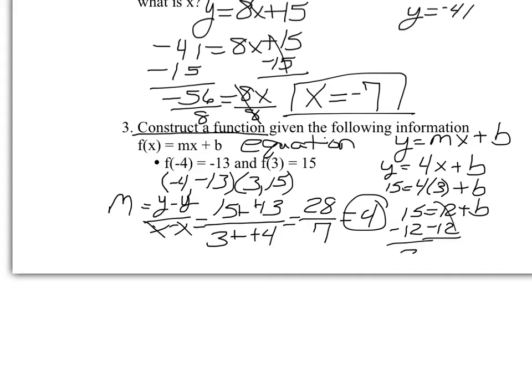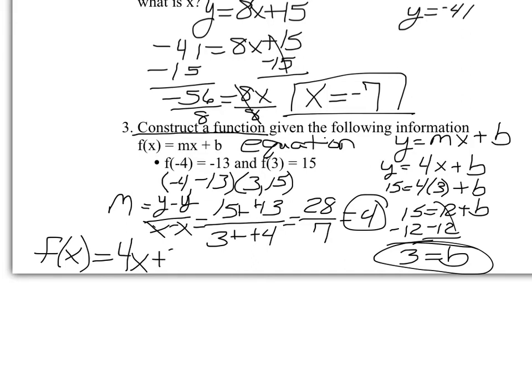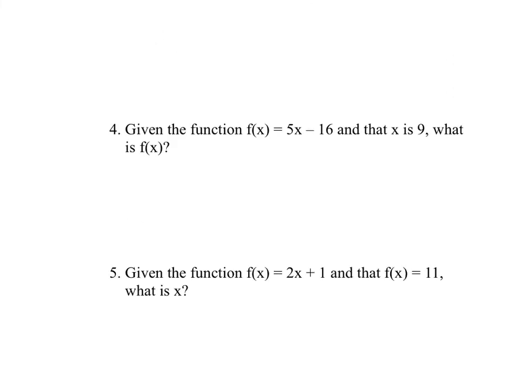And I get 3 equaling b. So now I have m, now I have b. Final answer has to have that f of x instead of the y. So f of x equals my slope, which is 4, the x, the plus sign, and b, which is 3. So my final answer is f of x equals 4x plus 3.